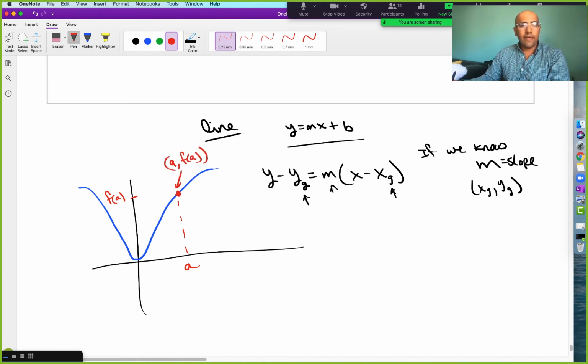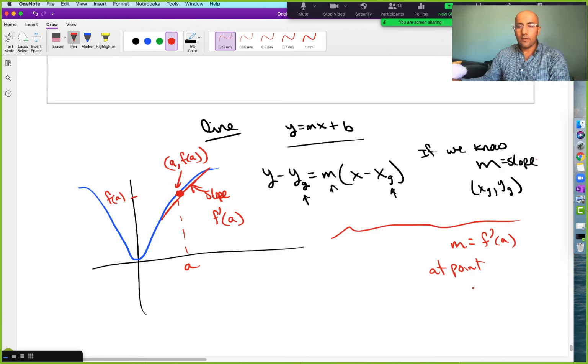Right? Okay, and then the slope of the line tangent at that point, whatever that is, it's going to be given by the function f prime evaluated at a. The derivative of that function is an equation that produces the slope of the tangent line at that point. Good? Okay. So for us, in this case, we know the slope m is going to be equal to f prime at a, at the point a comma f of a.